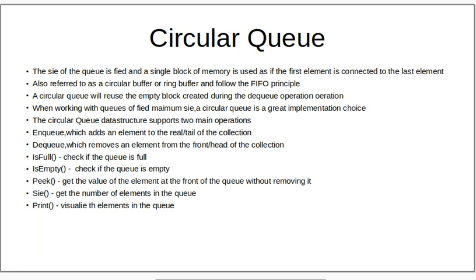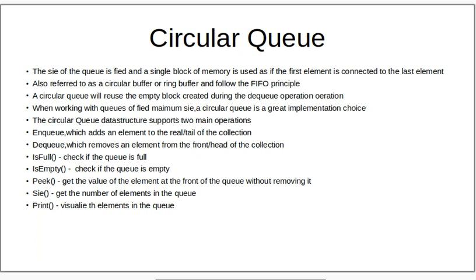Now, we have other methods that are used in circular queues, but they are not the major operations. Those include isFull. isFull is used to check if the queue is full. Another method that is used in circular queues is the empty method. Now, the empty method checks if the queue is empty.